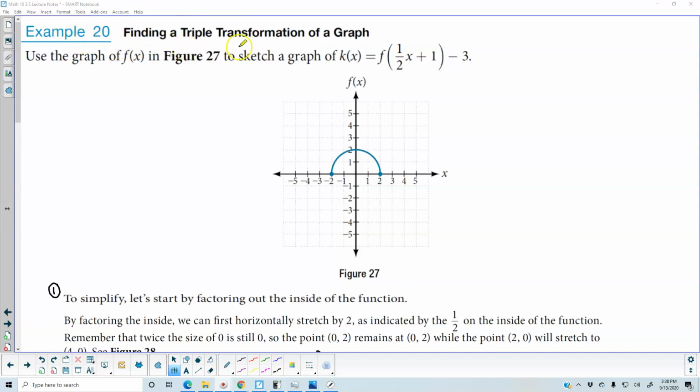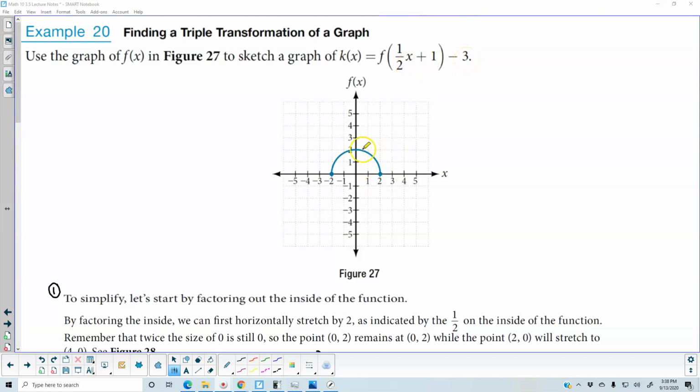Example 20, finding a triple transformation of a graph. We're going to use the graph f of x in figure 27 to sketch the graph of k of x, which is equal to f of 1/2 of x plus 1, minus 3.